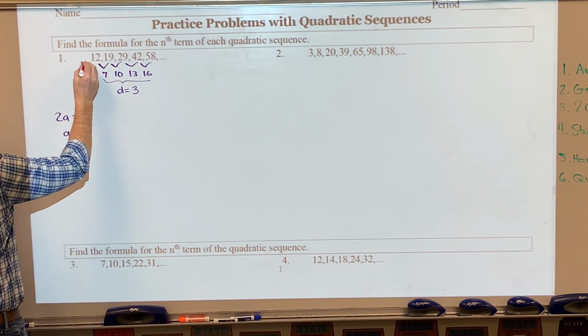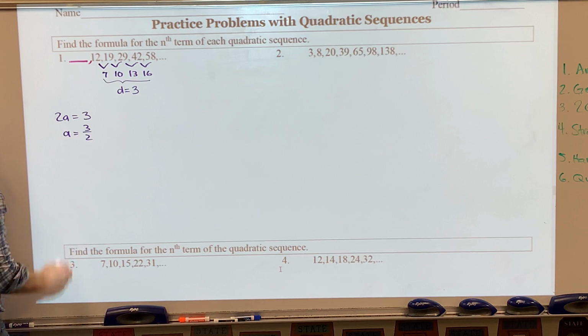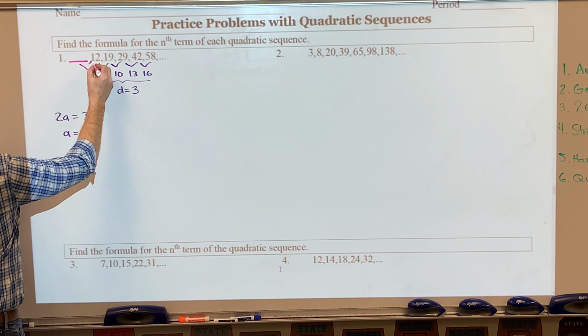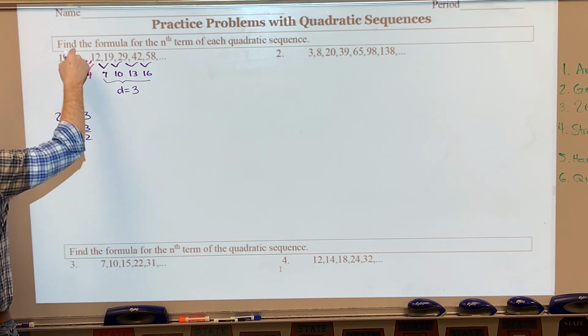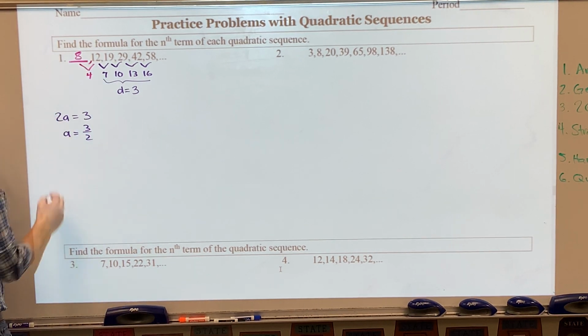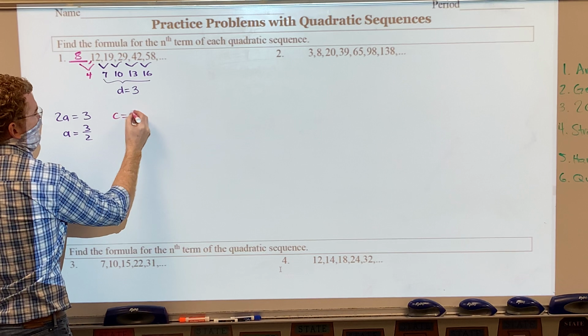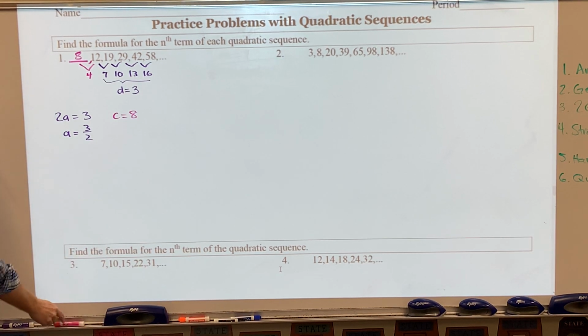Now, how do I find C? What would I add to the blank to get 12? 4. What does that make the blank? 8. So that tells me C is 8. Once I get that, how do I find the B term?